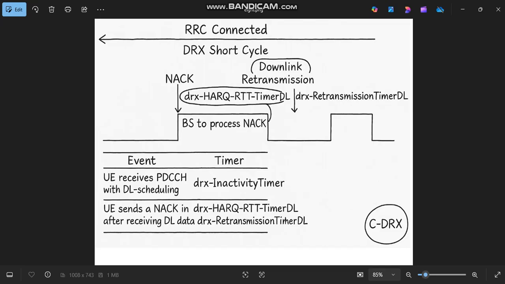It's a simple concept where UV will tell that this data is wrong, and it will give the base station time to think in terms of DRX HARQ RTT timer downlink. At that time, base station will figure out what went wrong, what is erroneous in the data. After thinking that, it will provide the correct data at the time of DRX retransmission timer downlink. So this is a basic, simple concept.